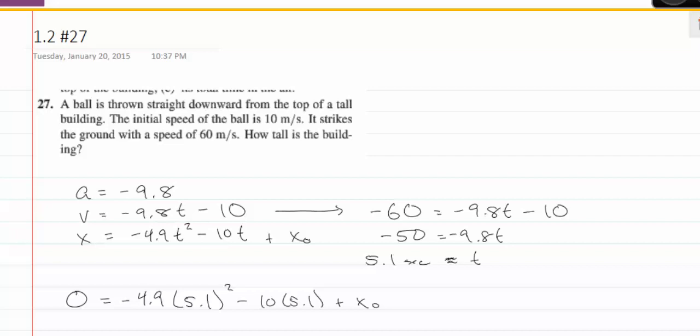Let's see, I need to do some calculator work here. So negative 4.9 times 5.1 squared minus 10 times 5.1. So I get 0 would be about negative 178.5 plus x naught, and that tells me x naught must be 178.5, and that's in meters. So that must be the height of the building.